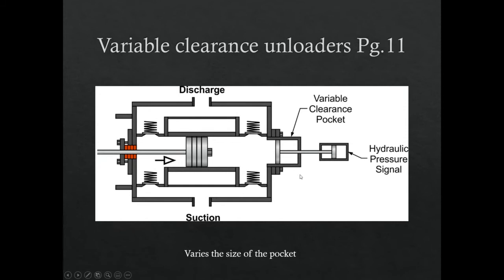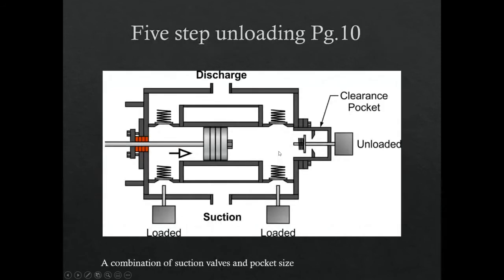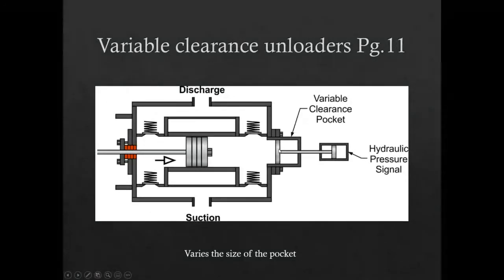Here's a variable clearance unloader. So this one has a positioner, I guess you could say, a hydraulic actuator, with a certain volume and a certain stroke. Rather than being an open or closed situation like we had with this type of unloader, we now have the option to make this variable sized. Its stroke length can be anywhere from here to all the way back, and by varying the size using the stroke of the positioner or the actuator, we can make that size variable. So variable clearance just means that we vary the size of this pocket.